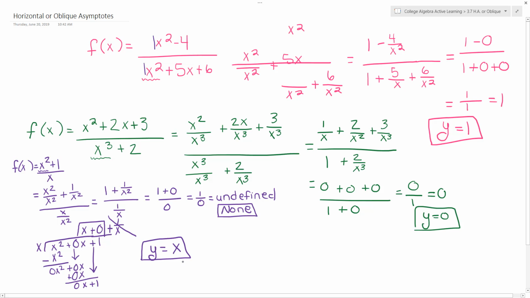So hopefully that makes sense. But those are your three cases, and again, you could in a sense memorize that. But if nothing else, go ahead and go through the procedure I showed you for finding a horizontal asymptote. And then if you do not find one, you need to go ahead and determine the oblique asymptote instead.